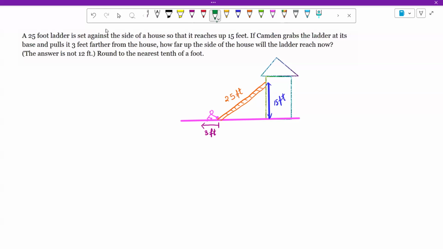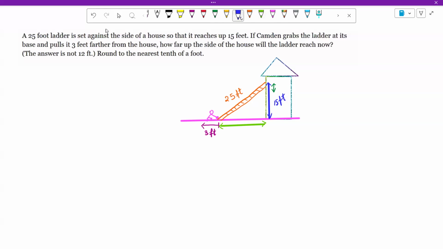So it was initially 15 feet. Now it must have slid down a little, right? So they are asking, what is the slide there? That is what we want to find out. For that, number one thing is first we have to know what is the base here. What is the base?